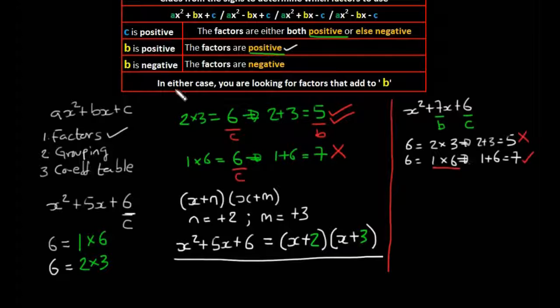So, x squared plus 7x plus 6 equals x plus 1 into x plus 6.